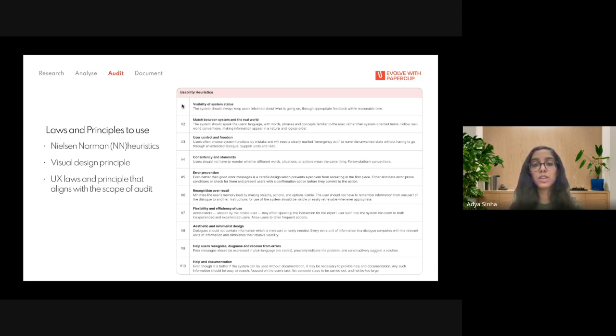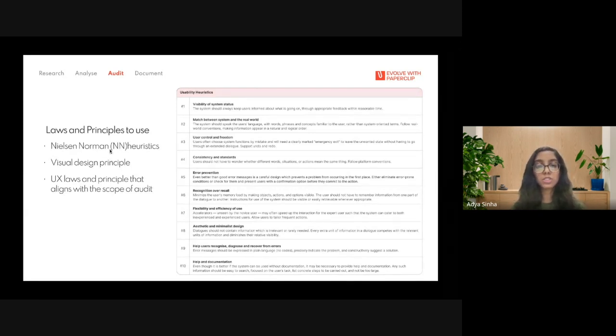For example, the first law says visibility of system status, which goes as: the system should always keep the user informed about what's going on in the platform with timely and appropriate feedback. Another could be user control and freedom, which says that the user should not feel stuck at any point of time. They should always be supported with an exit point, so that their experience is not broken in the middle.